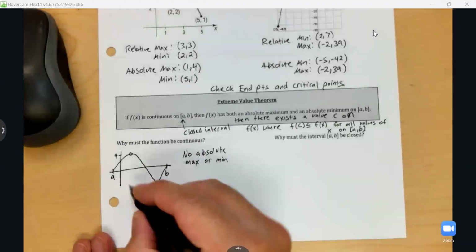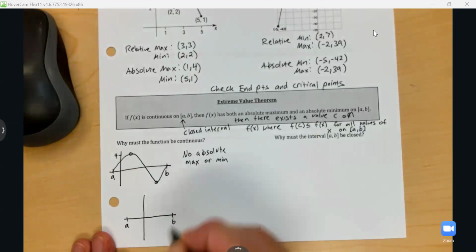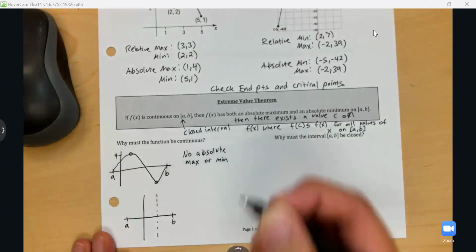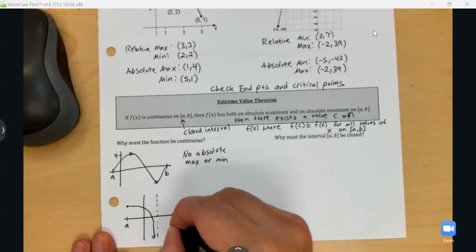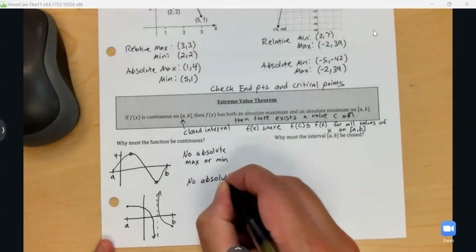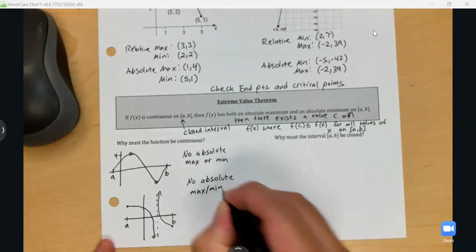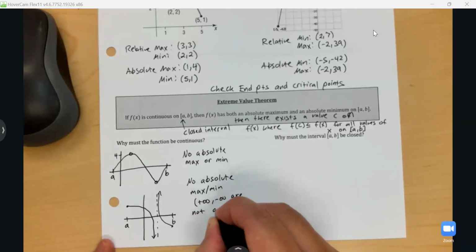Okay, here's a second example. All right, so let's say that you have the interval A and B over here, and in the middle, there's a vertical asymptote. Okay, so in this example, you might be going, wait, but isn't infinity and negative infinity your absolute max and mins? Well, no, you can't really say that that is one because an infinite value isn't really a defined value. Okay, so in this case, there is no absolute max or min because infinity and negative infinity are not absolute extrema.